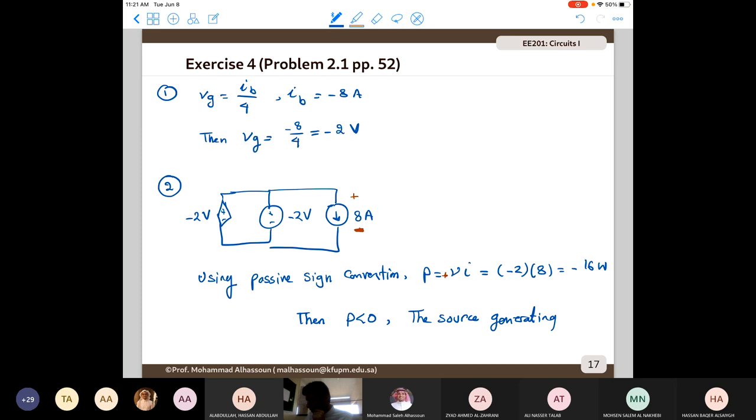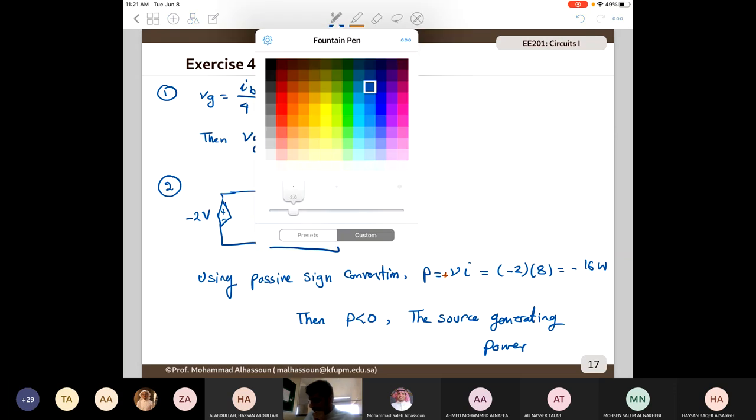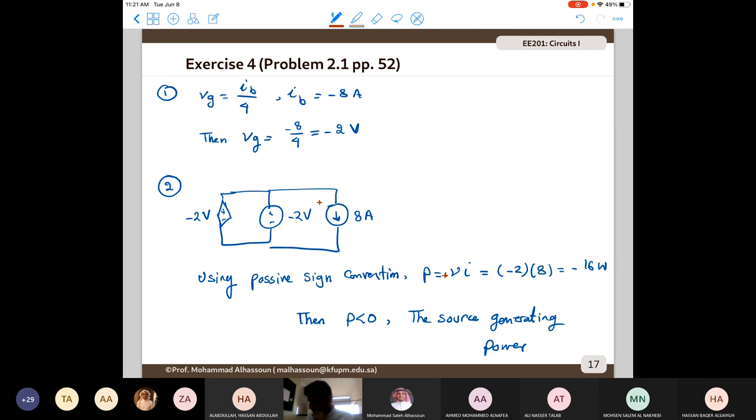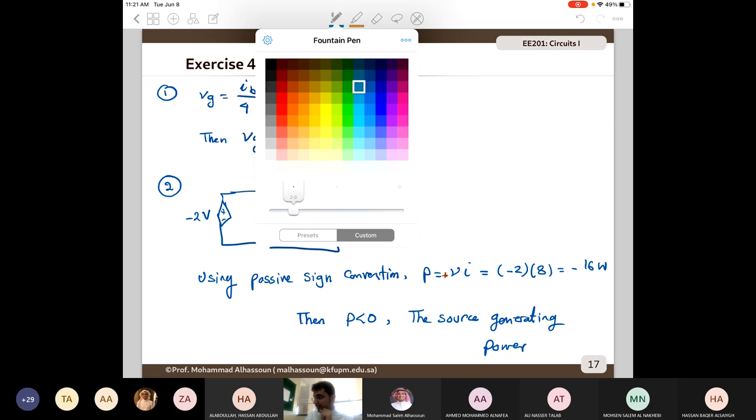Generating power. Doctor? Yes. Isn't the positive supposed to be at the arrow? The current is entering from the positive here to the negative. No. We're talking about the voltage across the current source. So the sign here is for the voltage, not for the current.